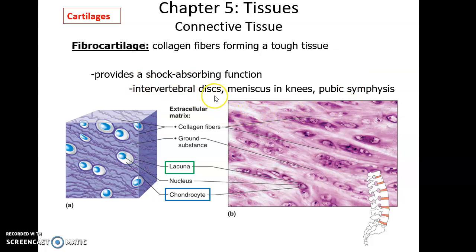So, for instance, the intervertebral discs between our vertebrae are made up of fibrocartilage, so that when we, say, sit down really hard, our vertebrae don't clack together. Instead, that force is absorbed by the intervertebral discs. Something similar in the meniscus of knees and the pubic symphysis that connects the two hip bones. All fibrocartilage.